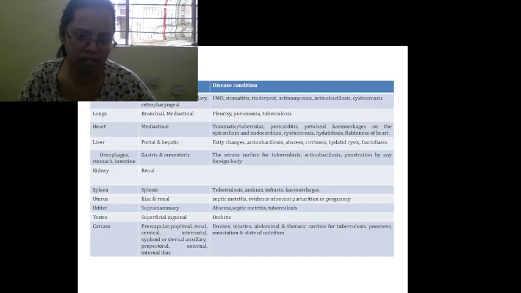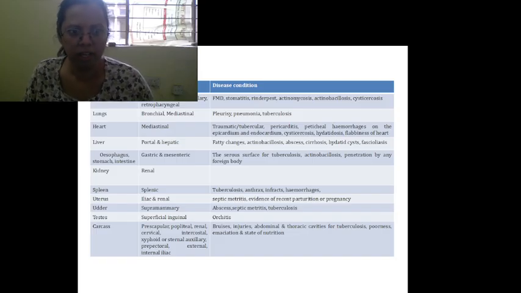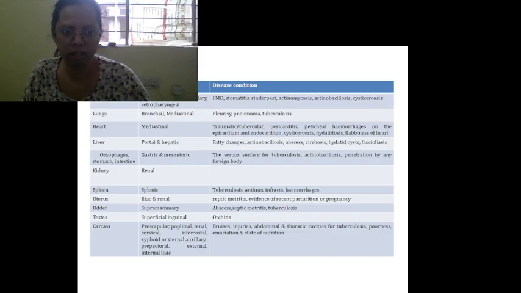And then we have lungs. In lungs, which are the lymph nodes? Bronchial lymph node and mediastinal lymph nodes. And what are the disease conditions? Pleurisy, pneumonia, tuberculosis. In heart we have mediastinal: traumatic, tubercular, pericarditis, petechial hemorrhages on epicardium, endocardium, cysticercosis, hydatidosis, flabbiness of heart. In liver we have the portal and hepatic: fatty changes, actinobacillosis, abscess, cirrhosis, hydatid cyst, and fistulaceous.